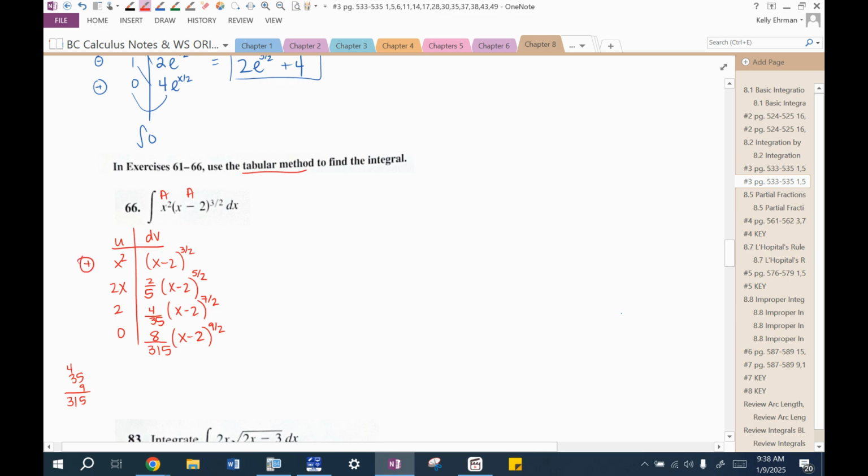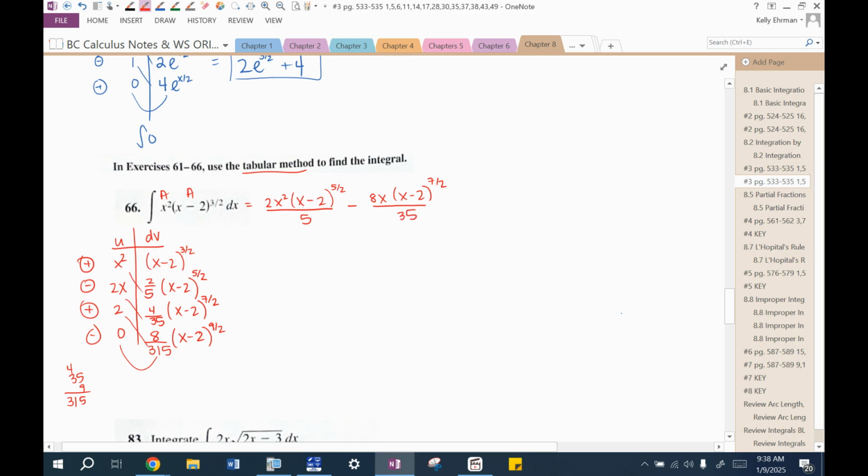So plus, minus, diagonal, diagonal, diagonal, loop. Careful with those diagonals, that you have them written down correctly. So 2x squared times x minus 2 to the 5 halves, all over 5. Next one is minus 2x times 4, which is 8x, times x minus 2 to the 7 halves over 35.